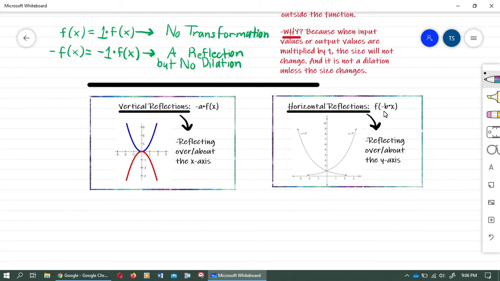Okay, and then for horizontal reflections, if you're multiplying a negative number times x on the inside of the function, then it's going to be a horizontal reflection. And when we say horizontal reflection, we are specifically talking about reflecting over or about the y-axis.